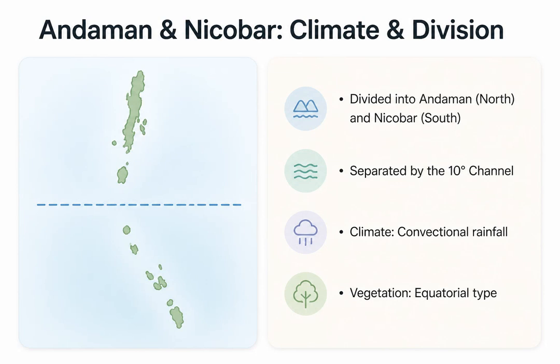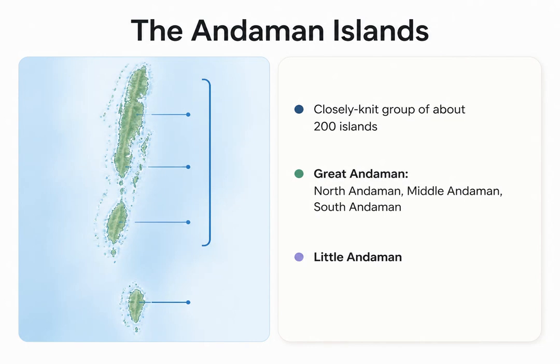The archipelago is broadly divided into two distinct categories, the Andaman group in the north and the Nicobar group in the south. These two groups are separated by a crucial body of water known as the 10-degree channel. Because of their latitudinal position close to the equator, these islands experience heavy convectional rainfall and support lush, dense equatorial vegetation. Zooming in on the Andaman group, it is a closely knit cluster of approximately 200 islands.